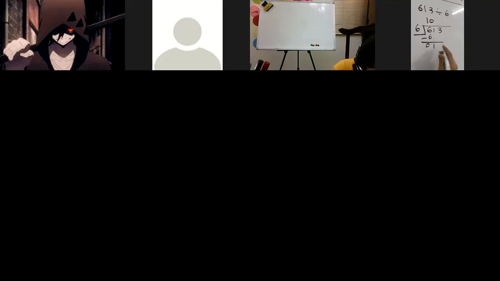Then we put the 3 down. Now we have 13. 13 divided by 6 is 2. 2 multiplied by 6 is 12. Subtract, 1. Now what's the answer? The answer is 102 with remainder 1. Today we'll talk about this remainder.